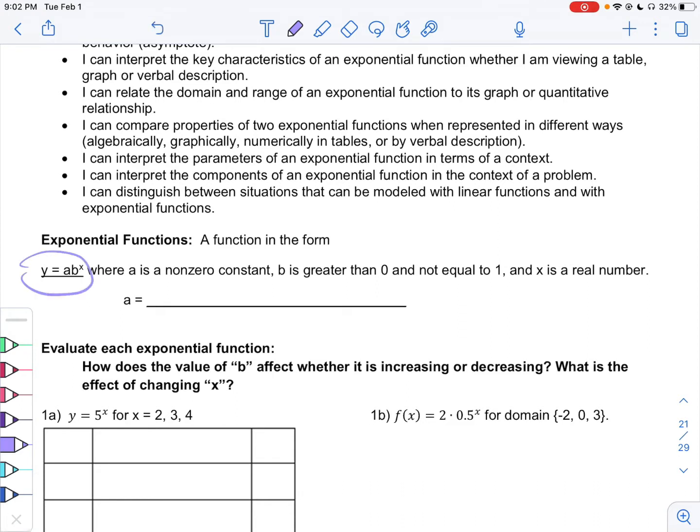And a is going to be your y-intercept, and that is also called the starting point. Remember, your y-intercept is where you're crossing the y-axis. If you're crossing the y-axis, that's where x is 0.